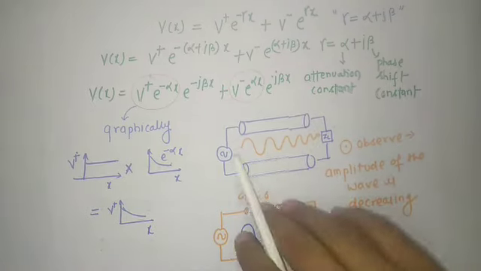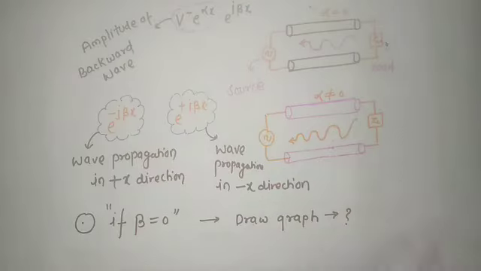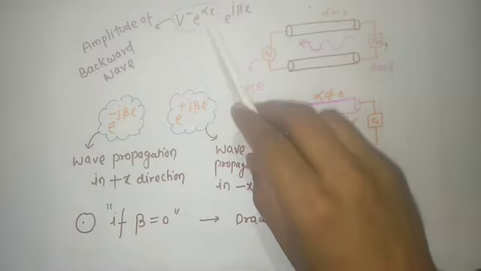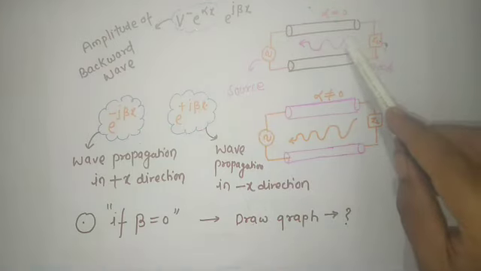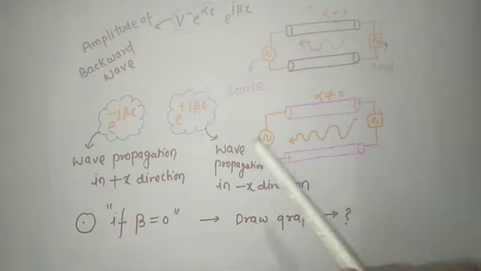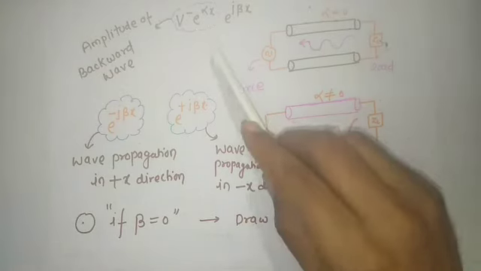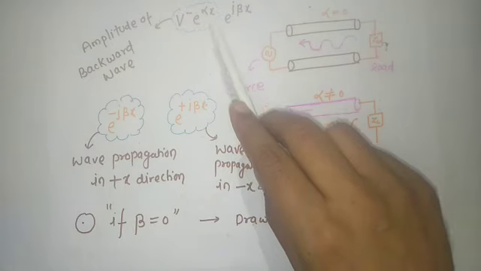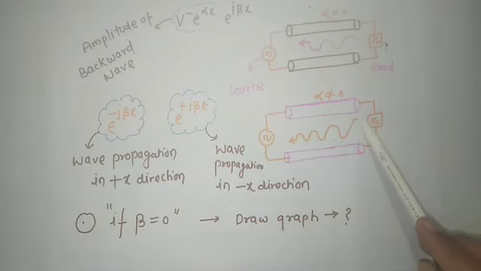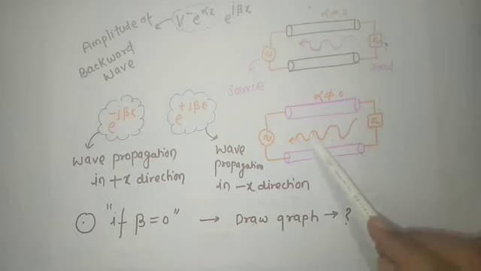Okay, so another thing, what do we call this? This is nothing but the amplitude of the backward traveling wave. What is a backward traveling wave? A backward traveling wave travels from load to source. In this case, alpha is present, which means whenever the voltage backward wave travels from load to source, its amplitude will decrease.